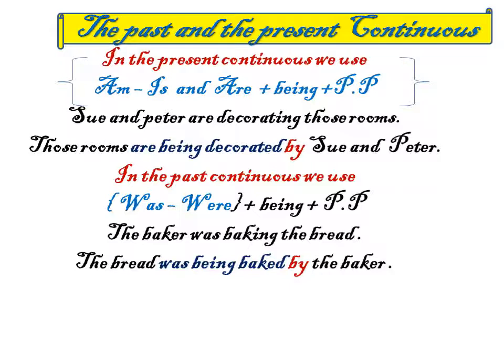In the past continuous, we are going to use the same by using was and were. The baker was baking the bread. The bread was being baked by the baker. The same way. As we said, we add verb to be, was, were, am, is, and are, plus being, plus the past participle form. So we're going to change the verb from the continuous form to the past participle form, like decorating changes to decorated, and baking to baked.